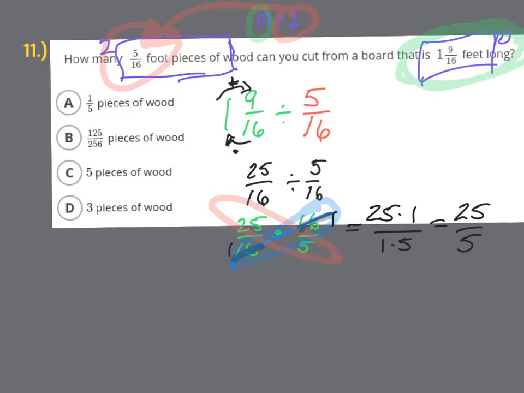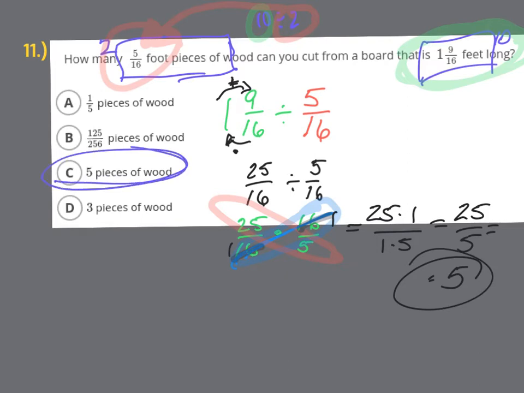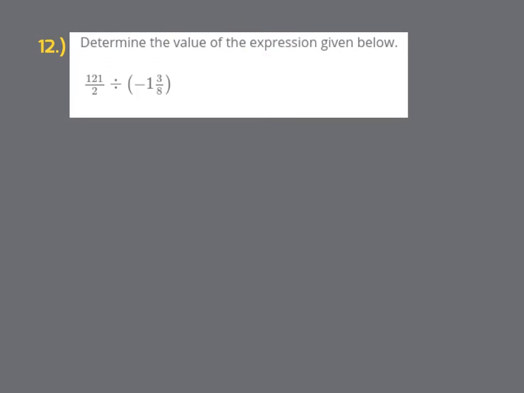I say to myself, how many times does 5 go into 25? Well, it goes in there 5 times. So I know that this is equal to 5. And look here, 5 pieces of wood is my choice C. Way to go! Woohoo!